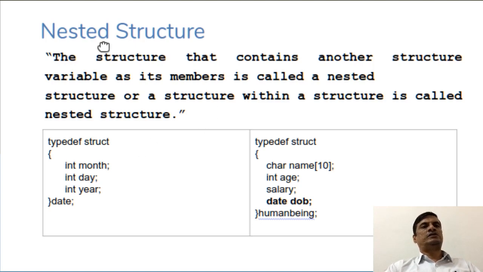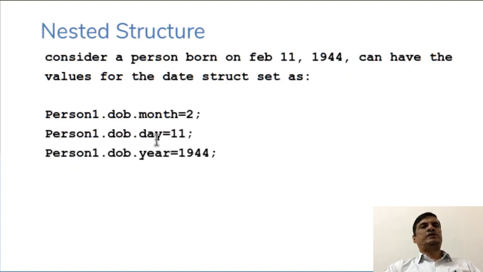So here we discussed nested structures, where the date structure is used within human being to indicate the date of birth of a particular human being. Later we discussed how to use the dot operator when a structure is nested in another structure. DOB is nested in human being. To access or store data into the member variables of a nested structure, we use this kind of format.